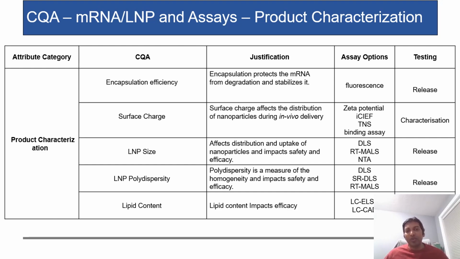And LNP polydispersity. We want to understand how many particles are polydispersed: how many LNPs are around 50 nanometers, how many are around 100 nanometers, what is the population, and what is the polydispersity of this whole product. Again, we can use DLS to define that.